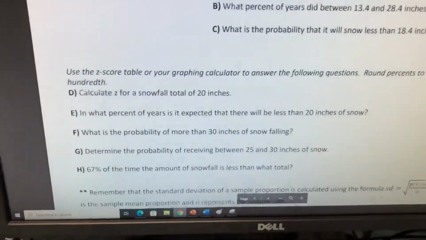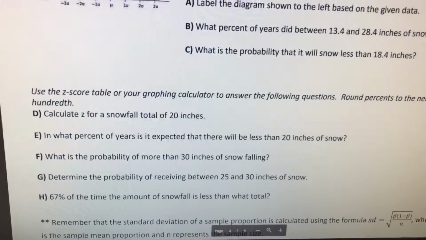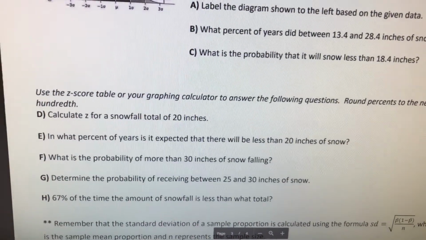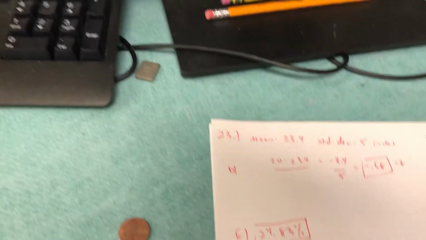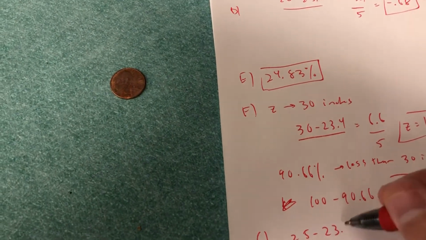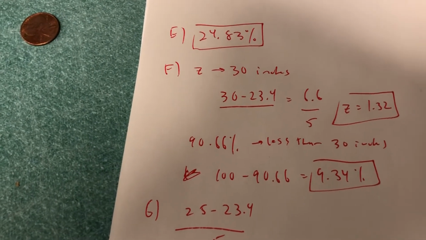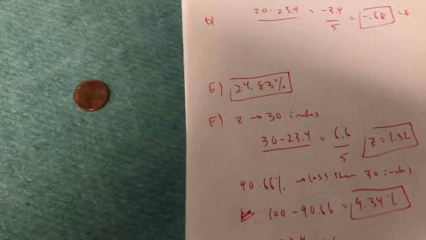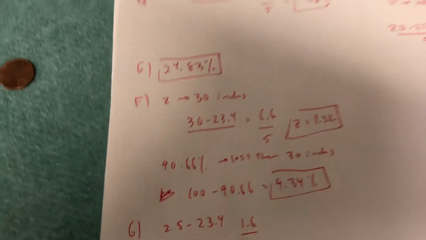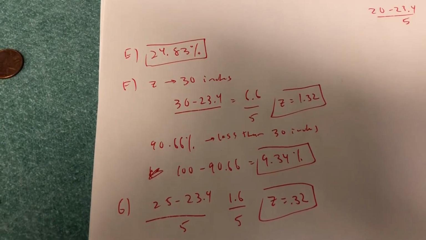All right, let's go on to part G. Determine the probability of receiving between 25 and 30 inches of snow. Well, I also am going to need a Z-score for 25. So let's see. I'm going to do 25 minus my mean of 23.4. I'm going to divide that by 5 to get my Z-score. 25 minus 23.4. It's 1.6. It's a lot less than one standard deviation. If we divide by 5, maybe a pretty small Z value. Z here is going to be 0.32, so we're only 0.32 standard deviations above the mean.